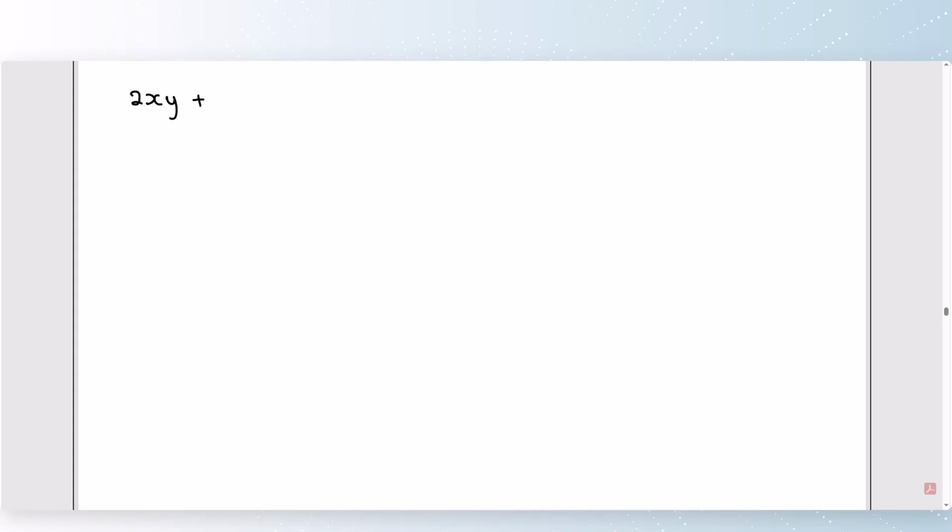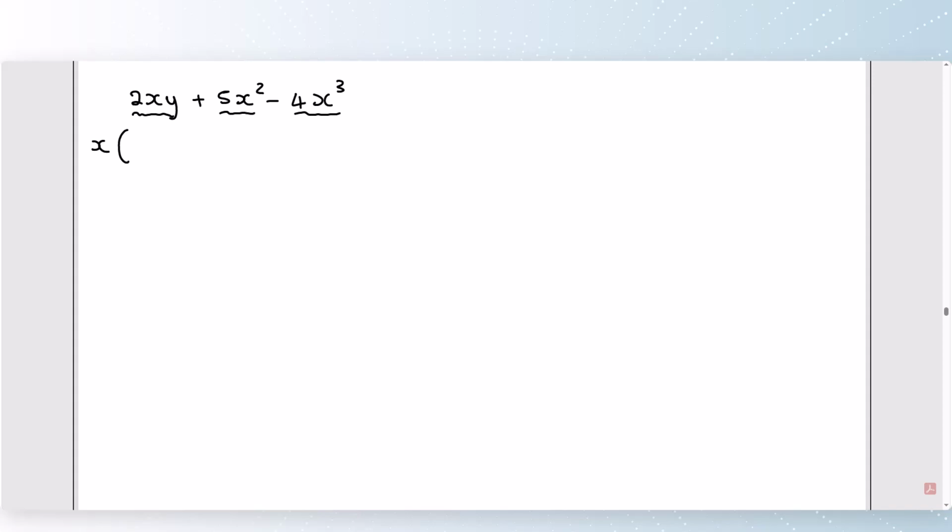2xy plus 5x squared minus 4x to the 3. I need you to look at the three terms that are here. So we have term number 1, term number 2, term number 3. What's common there? What appears in all three terms? Well done. It is the x. So we're going to remove the common factor of x.